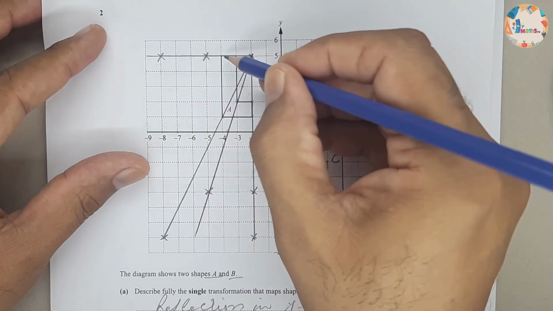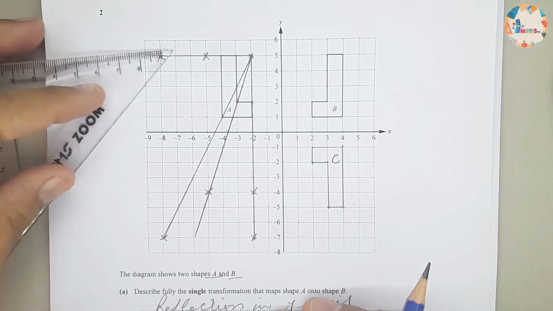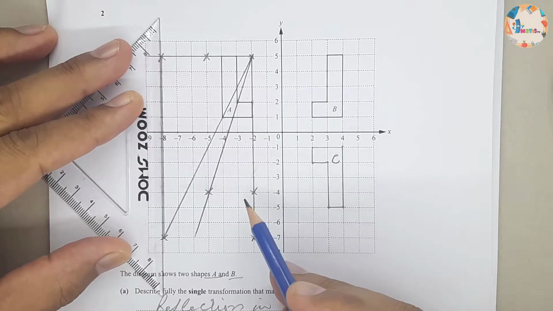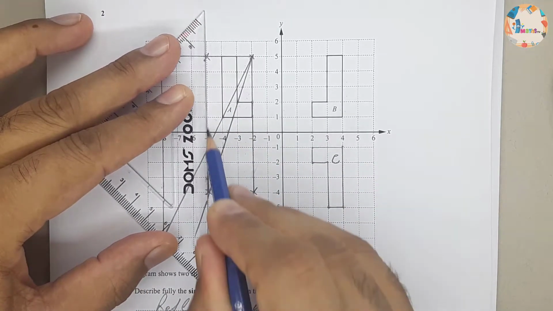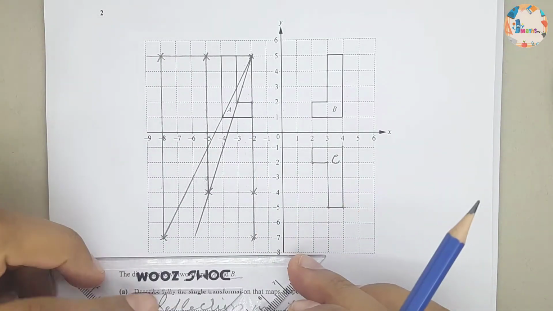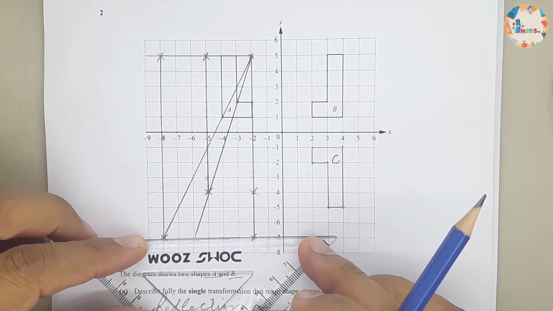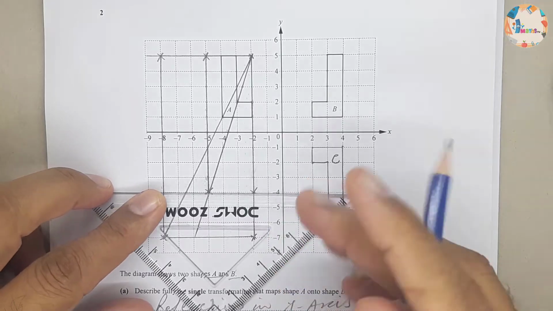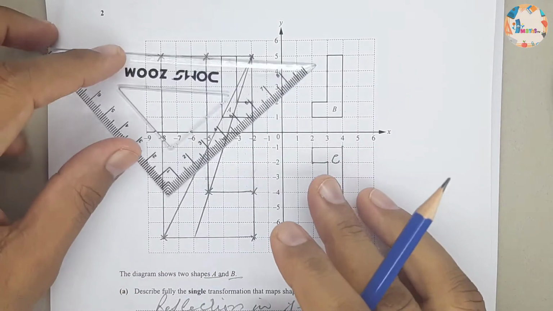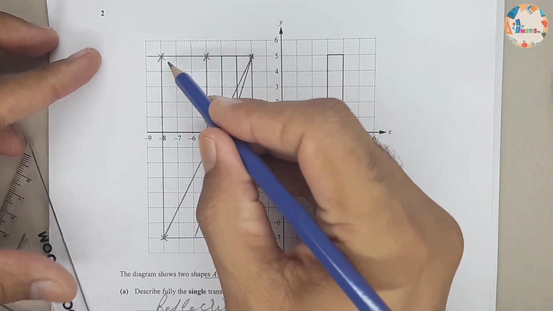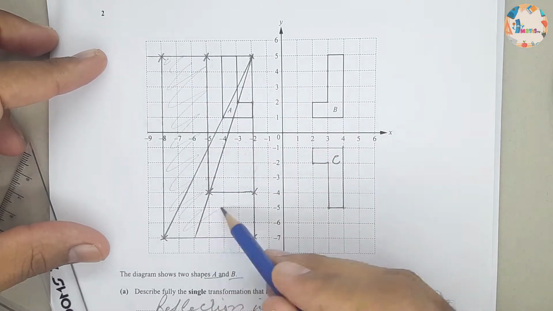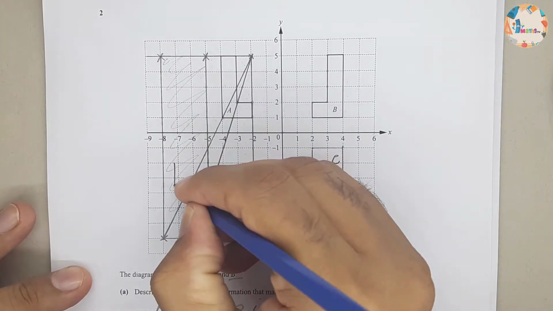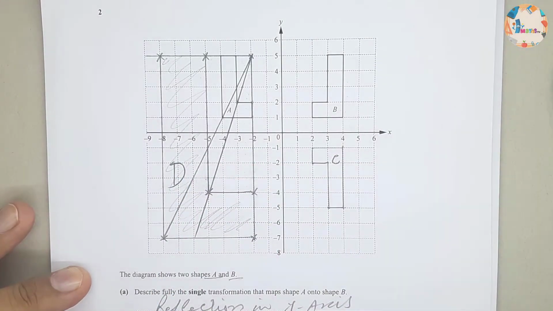So we got all the 6 points, and now we have to join these points. We can join this with this one, and also this with this, and we are getting the enlarged drawing by scale factor 3. So this is how we are drawing. If I shade it for your understanding, this one will be the enlarged drawing, and we have to label it as D. So our D will be this one. This is our D.